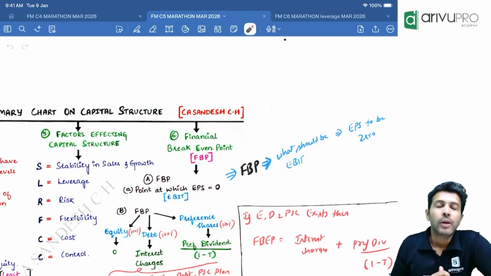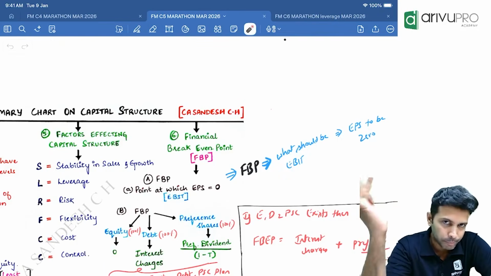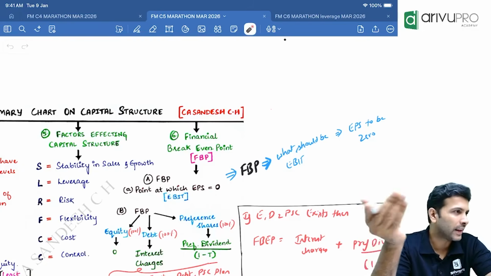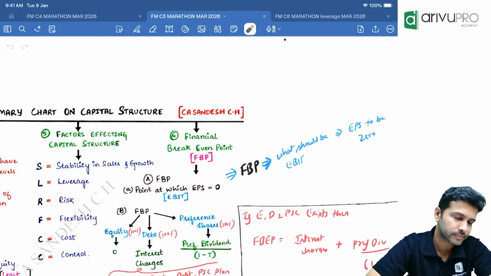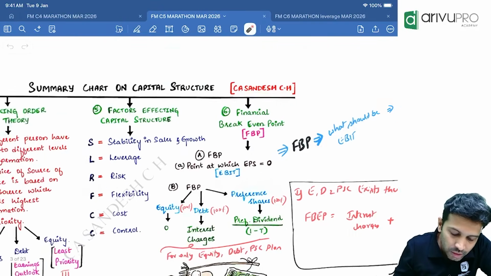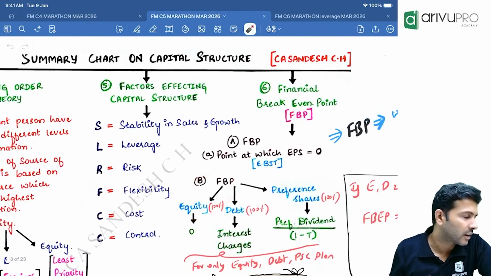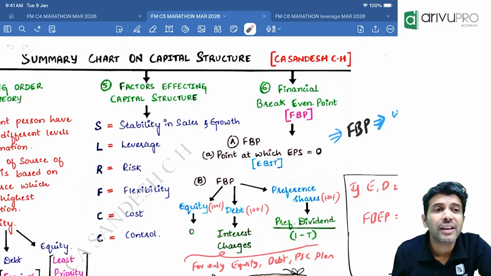Now, when the company needs money, 3 sources of finance are usually preferred. What are those? Equity, where equity includes new equity shares and retained earnings. That is one source. Second, preference shares. Then debt. Now, financial break-even point for a 100% equity plan: the company has raised the money only from one source, equity, which refers to equity share capital and retained earnings.